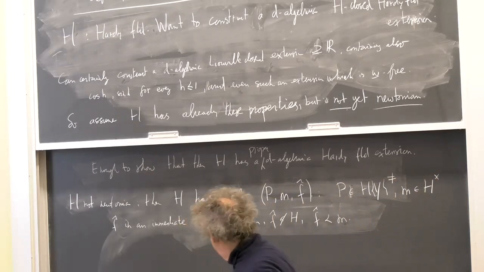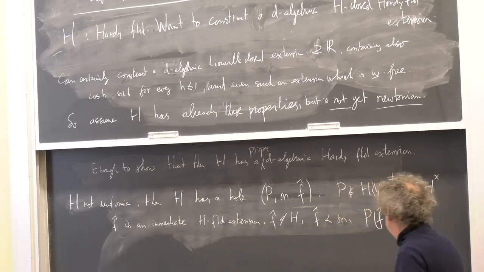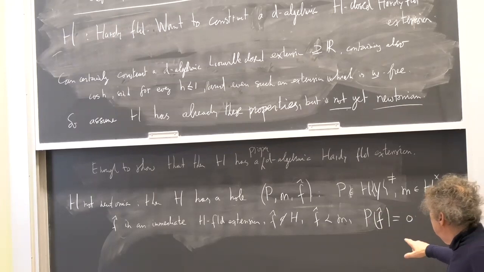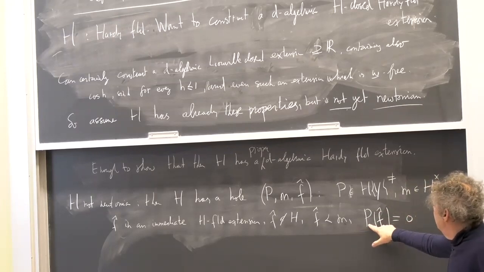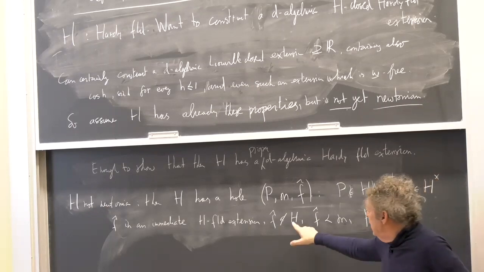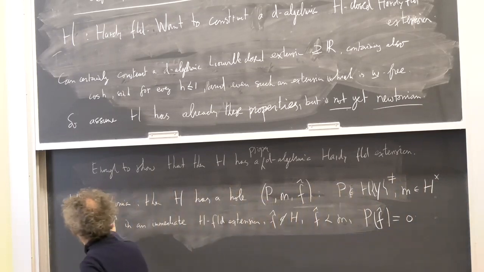Right. Oh, and I forgot the most important one. F hat is a solution of the differential equation. P of F hat is zero, right? So actually it's equivalent. If H is not Newtonian, you must have a hole. And conversely, if you have a hole, it couldn't possibly be Newtonian. Because if it's Newtonian and you have a solution of this equation in an immediate extension, it must already be in H itself. But here we are assuming that F hat is not in H. So that is a key point to keep in mind. So really, not Newtonian is the same as having a hole.